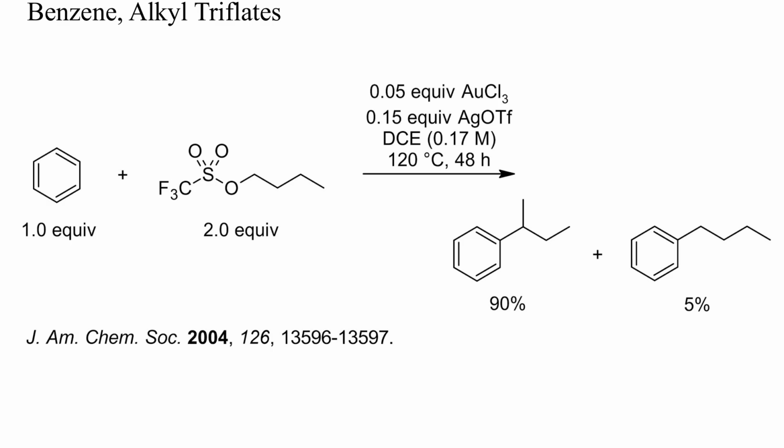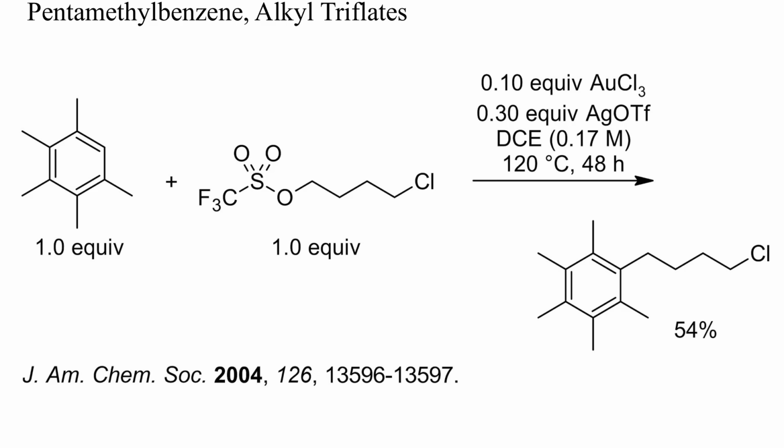Just like we saw earlier with primary alkyl halides, also primary alkyl triflates tend to yield secondary carbocations under acidic conditions. Alkylation of benzene with butyl triflate and catalytic gold chloride and silver triflate gave mostly sec-butylbenzene. The more nucleophilic pentamethylbenzene, however, reacted under similar conditions mainly to the primary alkyl arene.